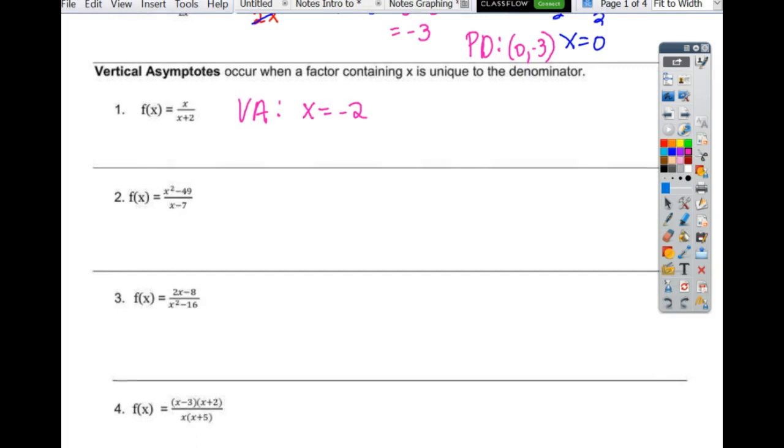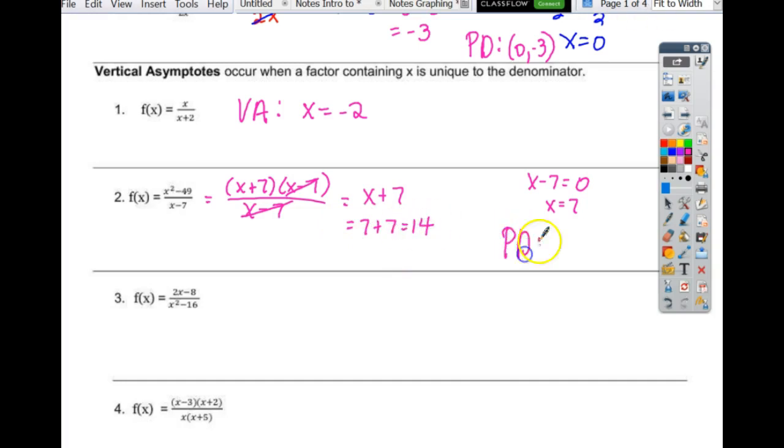So on number 2, do I get a vertical asymptote at x equals 7? Why not? Because I'm going to factor and cancel. So this is x plus 7, and x minus 7. The x minus 7 cancels. It's a canceled term, so that tells me for sure I get a point discontinuity. It's at 7. This is my reduced function. So if I take the 7 and put it in, so my point discontinuity ends up being 7 and 14, but no vertical asymptote because there's nothing left on bottom now.